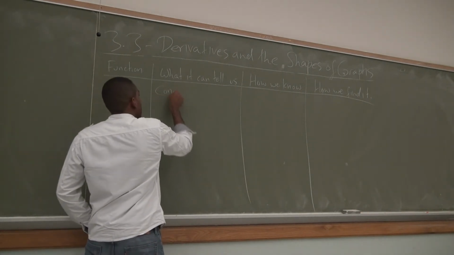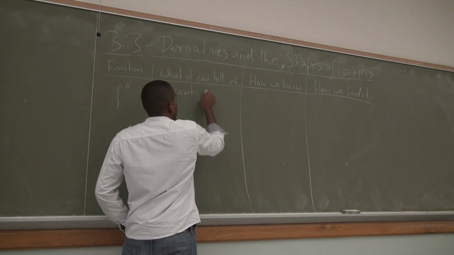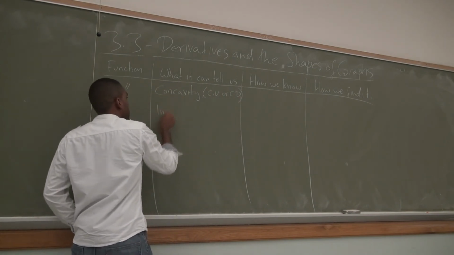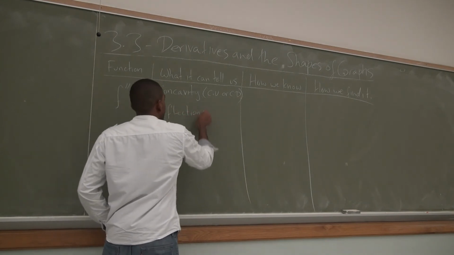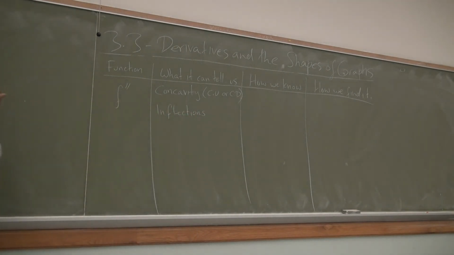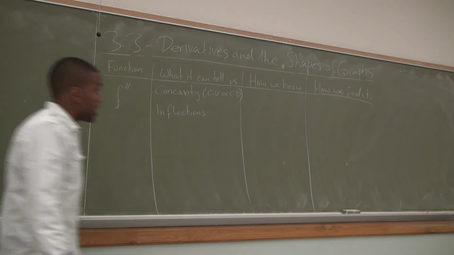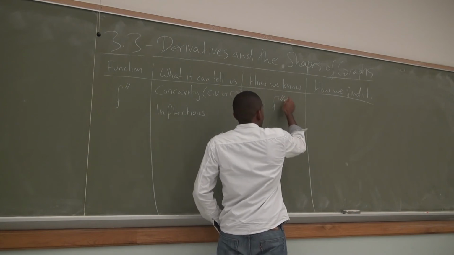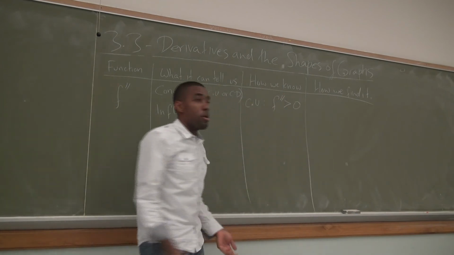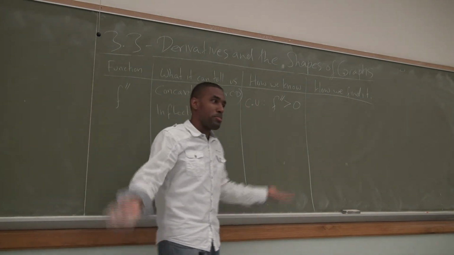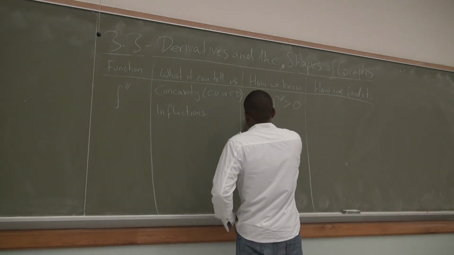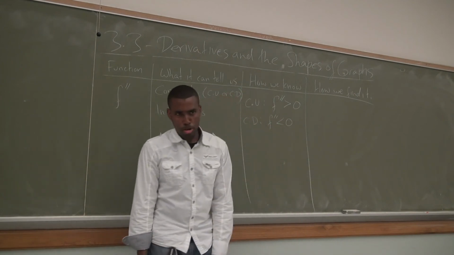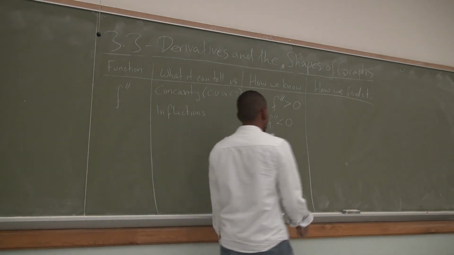Okay, F double prime, what can it tell us? It can tell us about concavity. This means concave up or concave down. It can also tell us about inflections. That's what the second derivative can tell us as far as the shape of a graph is concerned. How do we know? Well, concave up means the second derivative is positive. Concave up, positive, feeling happy, up like a cup, smiley face. All these things go together. Concave down, second derivative is negative, feeling down, not happy, frown, down like a frown.